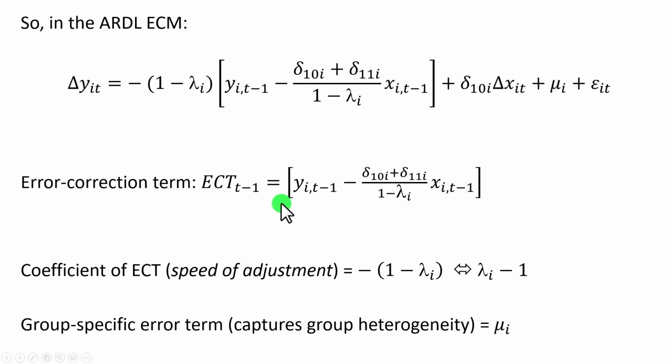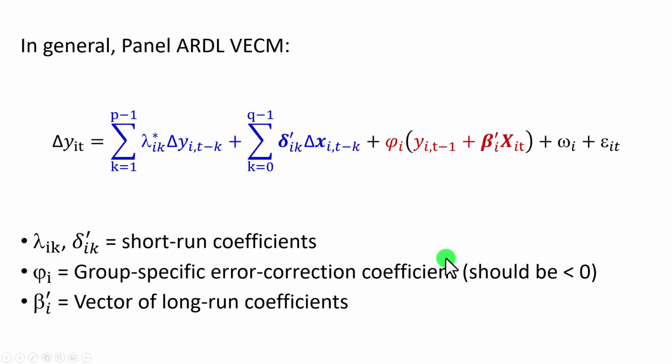So in the ARDL error correction model, this term in brackets is our error correction term. And the coefficient right here is the speed of adjustment. So in general, the panel ARDL vector error correction model consists of those two components, the short-run component in blue and the long-run component in red, which shows the speed of adjustment as its coefficient. And this long-run component is in fact the long-run representation within the error correction model.